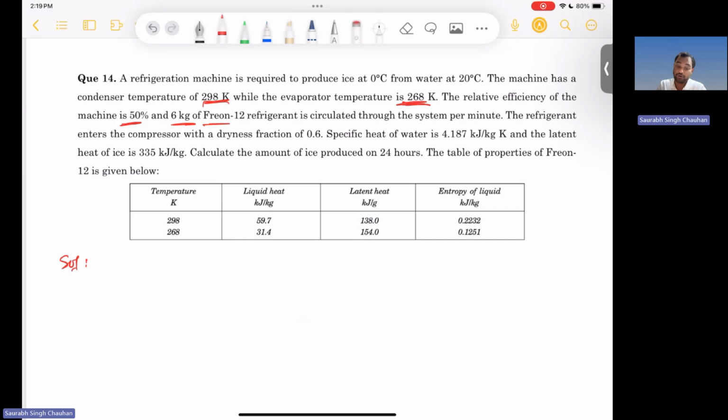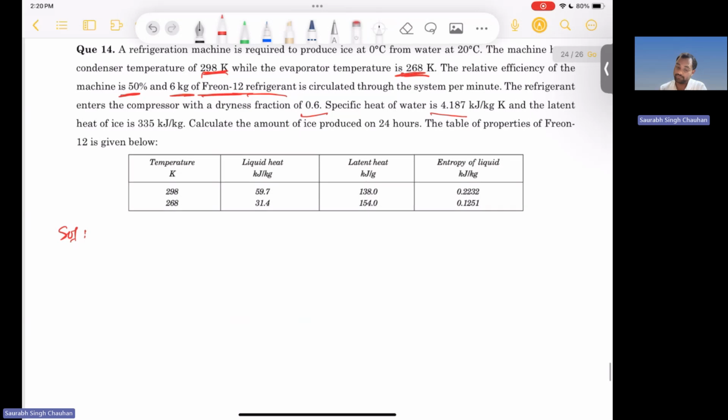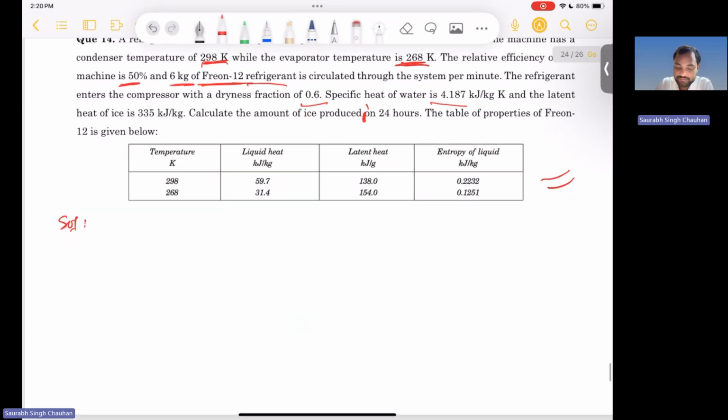And 6 kilogram of Freon 12 refrigerant is circulated through the system per minute. Okay. The refrigerant enters the compressor with dryness factor of 0.6. The specific heat of water is 4.187 kilojoule per kilogram Kelvin, and the latent heat of ice is 335 kilojoule per kg. Calculate the amount of ice produced in 24 hours. The table of properties of Freon 12 is given. Okay, so we don't need to use any extra property table because the values are given in this table.